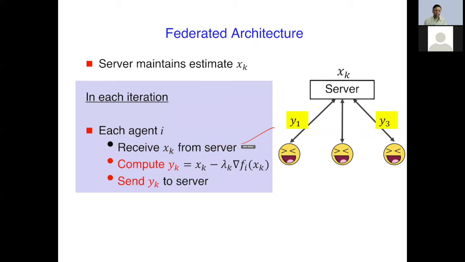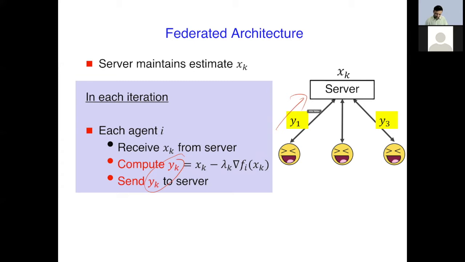Having received the estimate, the agent, we're talking about agent i here, can compute the gradient of its own local cost function f_i at that value x_k. Then the agent takes a step in the negative direction of that gradient. We saw this kind of expression previously: we have the current estimate x_k, and you subtract from it the gradient multiplied by the step size, lambda_k. Let's call this value that the agent computes y_k. Then that y value is sent back to the server.